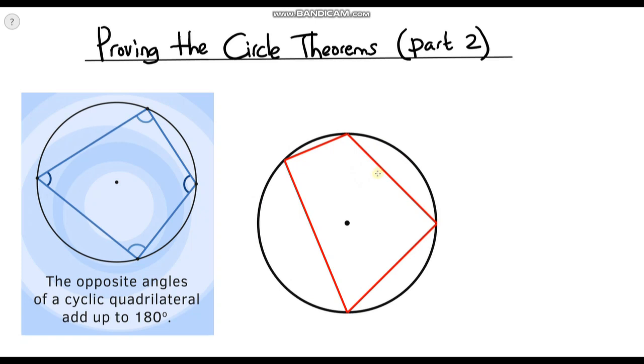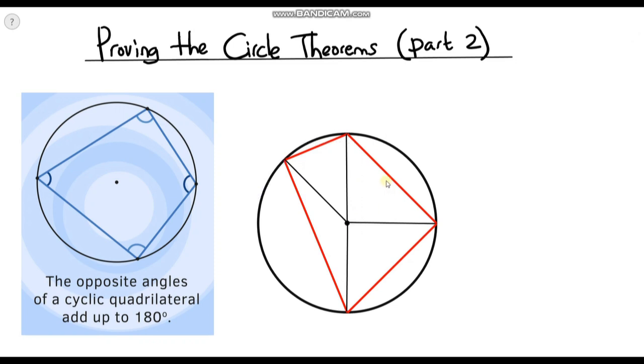Now the key to most of these proofs is to draw in radii. So if you're ever stuck, just draw in some radii and hopefully something will jump out at you. So let me get my line tool out and I'm going to draw a radius from the center of my circle to one of the vertices. And then I'm just going to repeat that process to each of my vertices in my quadrilateral. So I'm going to draw 4 of these in total. So that's number 3. And then the last one, we're going to go from our center up here.